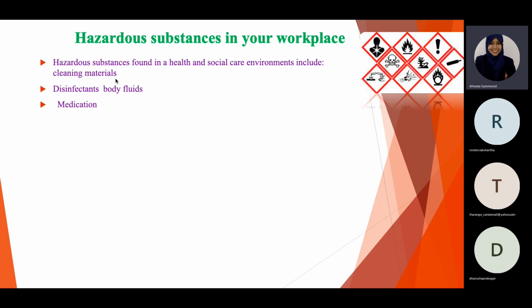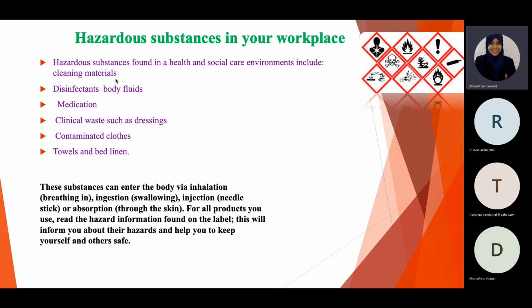Medication, like if small children are around, what then? Sometimes medications can be colorful, toxic ones. Sometimes children can think it's a toffee and swallow it. So these are hazardous things, right? Clinical waste such as dressings, wound dressings, plasters and bandages are hazardous. How do we know what kind of bacteria or infections are there, right? Contaminated clothes, needles, towels and bed linen. I don't know whether you have all heard of streptococcus and staphylococcus. These are bacteria people usually get from hospitals, right?